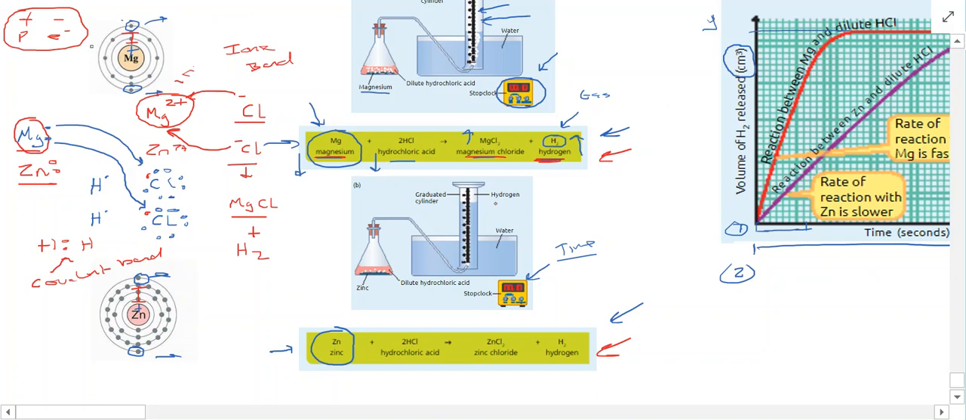So that's one factor that affects the rate of a chemical reaction, is the reactants that are used, so the stuff that we start off with.